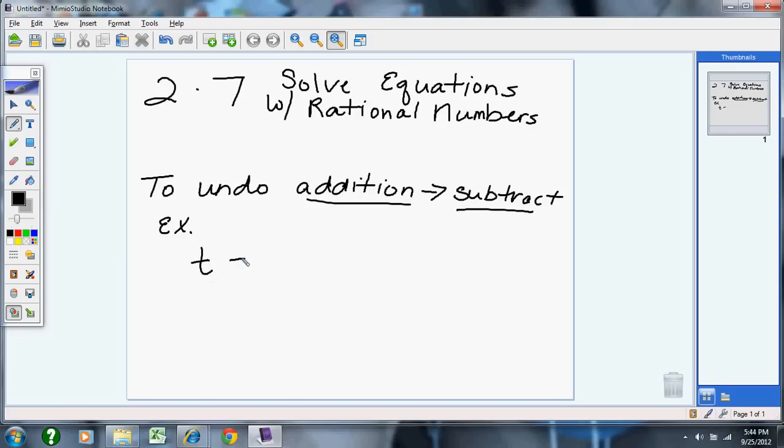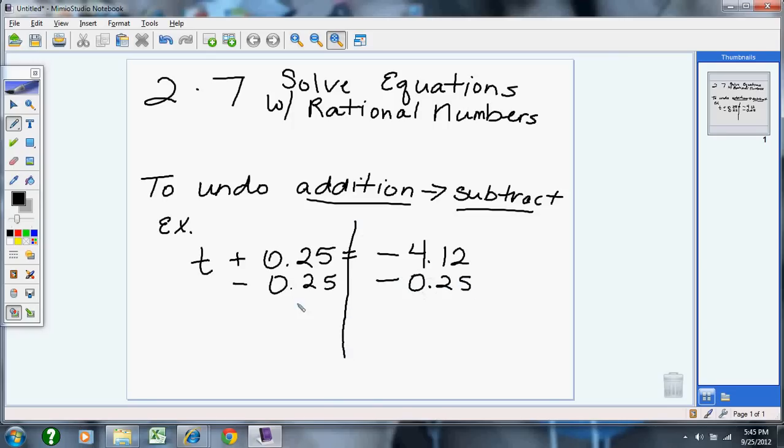t plus 0.25 equals -4.12. Now we see addition, so the opposite of that is subtract. So we're going to subtract 0.25 from both sides so that we keep it level.